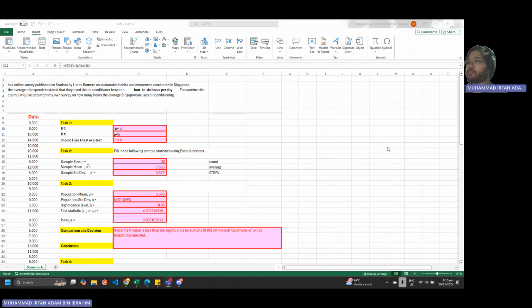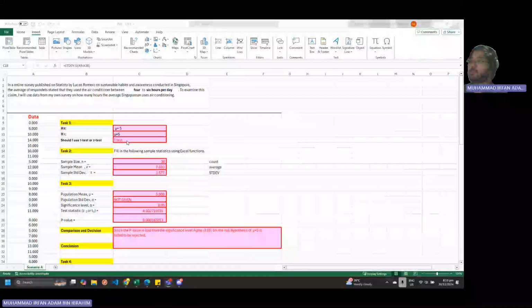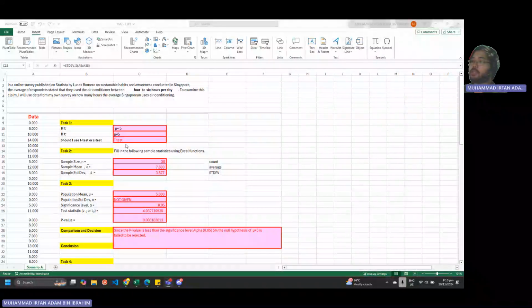So first, we have our null hypothesis, which is 5, as it is the average of 4 and 6 hours, and our alternative, which is not equal to 5. And we will be using a t-test in this case, as sigma, or the population standard deviation, is unknown.